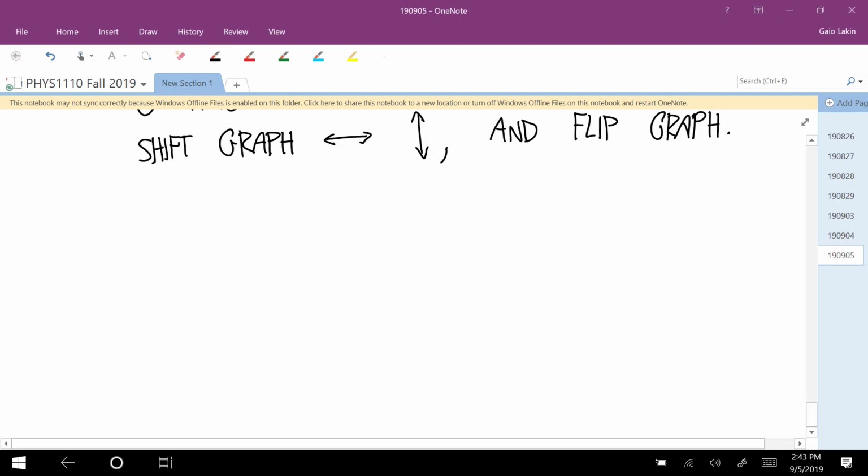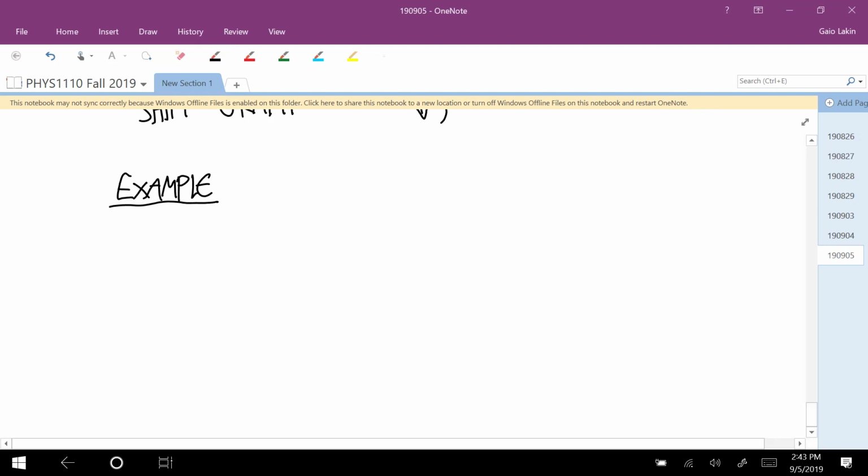Okay, let me give another example, and you can work on it together with the people next to you, ask each other, compare answers, ask me if you get stuck. All right, so let's say that there's a pendulum.